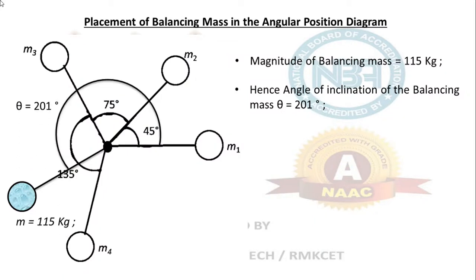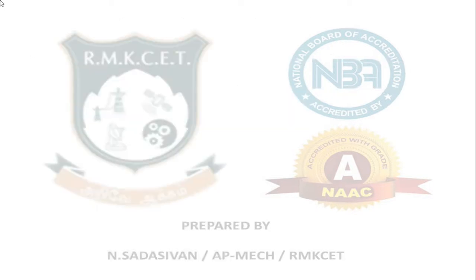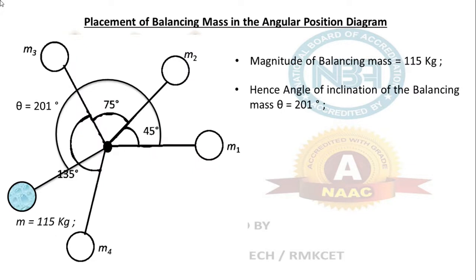So that is the end of the problem. This is the result. Magnitude of the balancing mass, direction of the balancing mass, and you have to position the balancing mass in the angular position diagram finally, and just shade this mass alone so that it looks different. So these are the results. Magnitude of the balancing mass is 115 kilogram. Direction of the balancing mass is 201 degree. Same problem I have solved both by analytical method and graphical method.